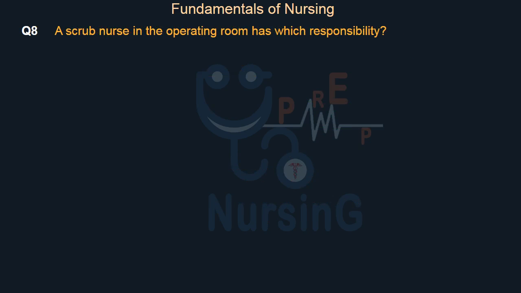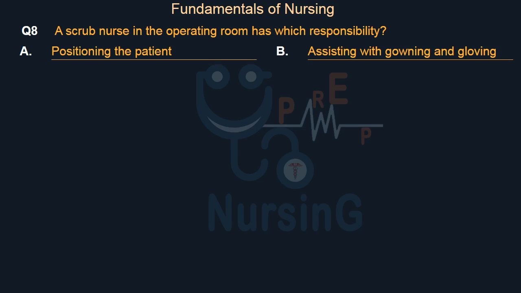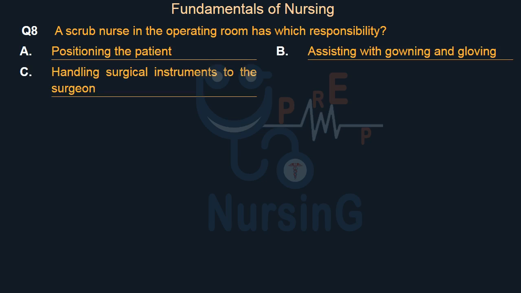A scrub nurse in the operating room has which responsibility? Option A. Positioning the patient. Option B. Assisting with gowning and gloving. Option C. Handing surgical instruments to the surgeon. Option D. Applying surgical drapes. Right answer is Option C. Handing surgical instruments to the surgeon.